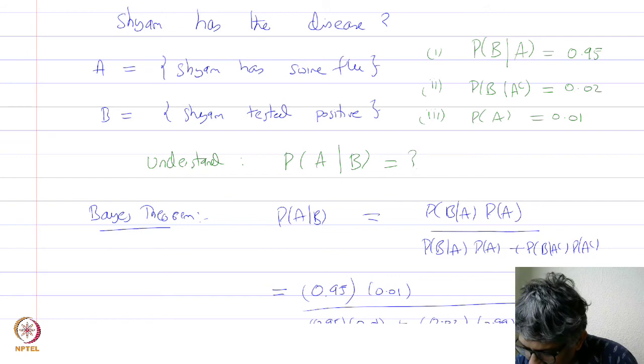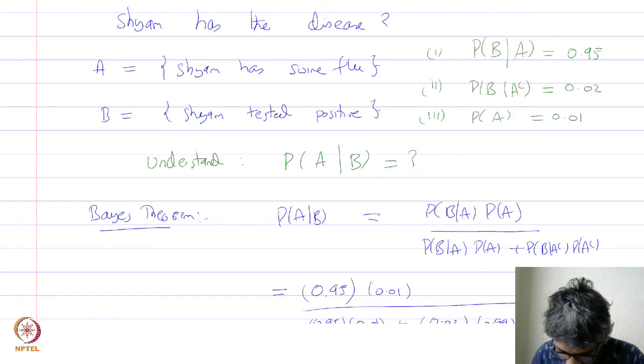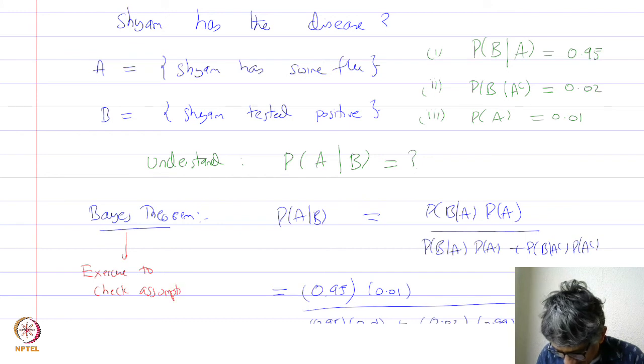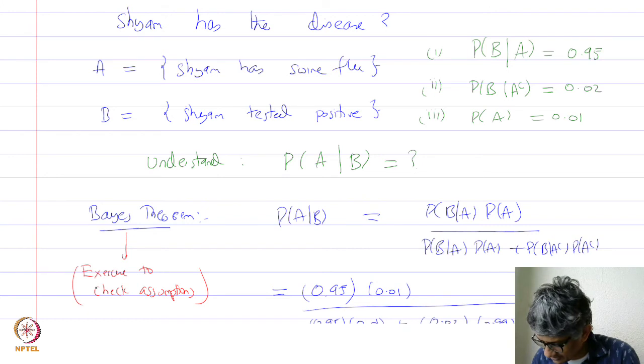So a couple of things to note. This is an exercise of how I applied Bayes' theorem. To check assumptions, I didn't check that, but all the events have positive probability, so the whole thing works out.